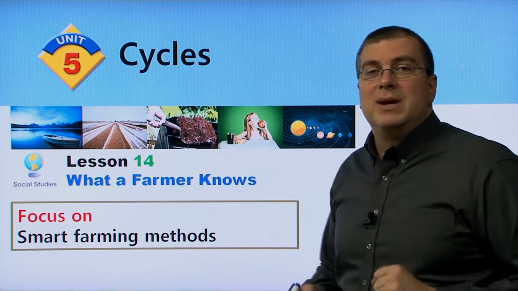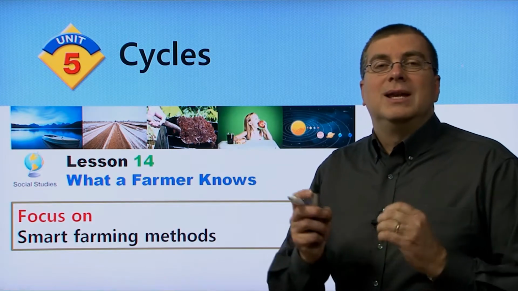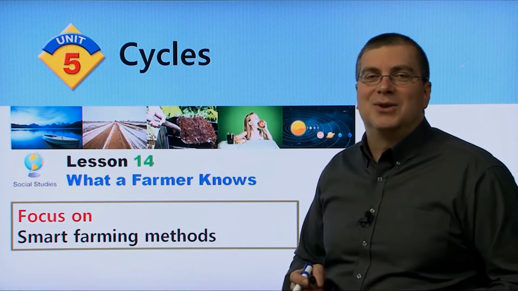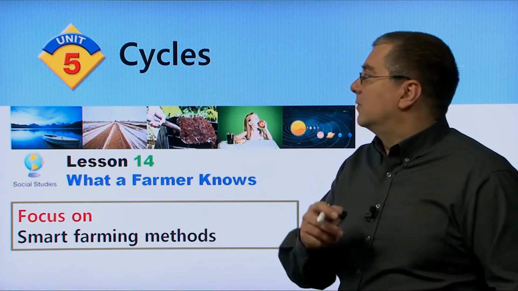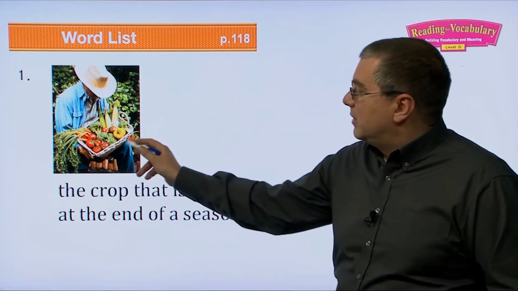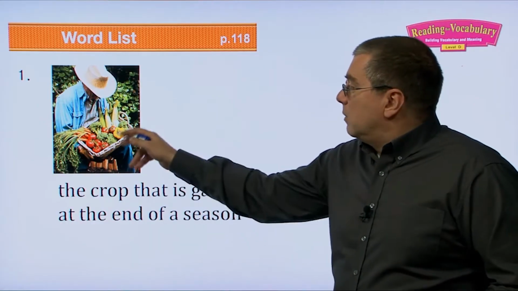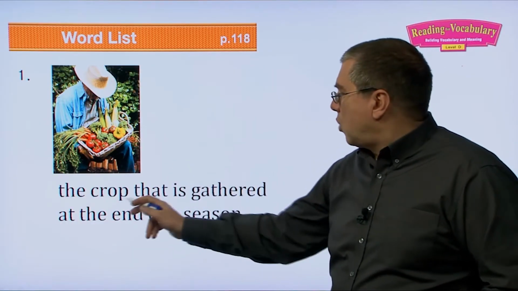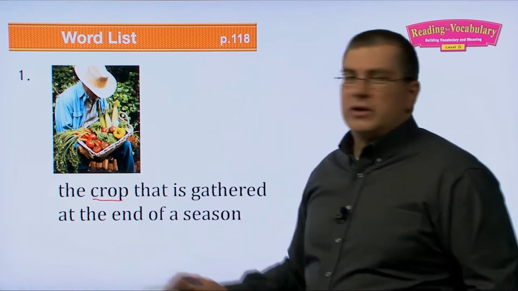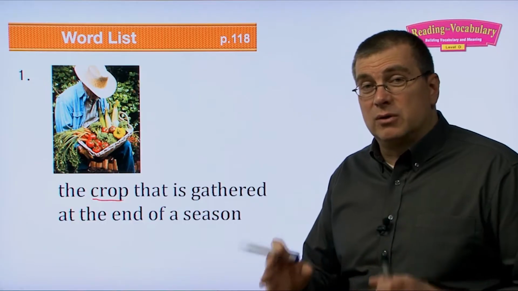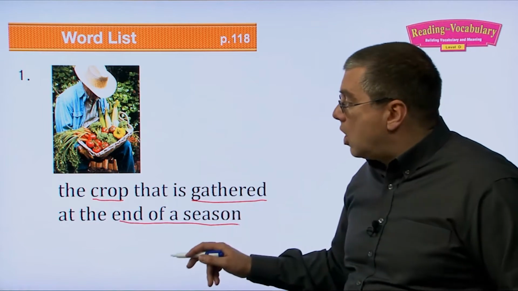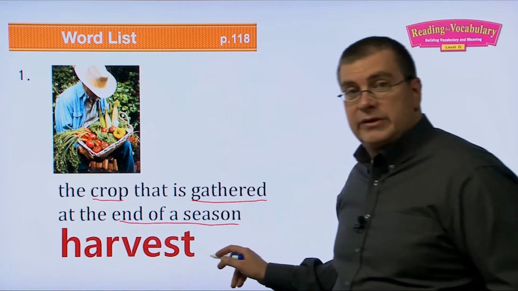But again, before we do the reading section, we need to go over a vocabulary list to make sure we understand the reading section well. Let's go. So the first one, number one, and of course we can see a farmer here with some of his products, right? Now, when we talk about the farmer's products, we say the crop that is gathered at the end of a season. The crop, of course, means the type of food that the farmer's growing. When they gather at the end of a season, we call it the harvest, right?